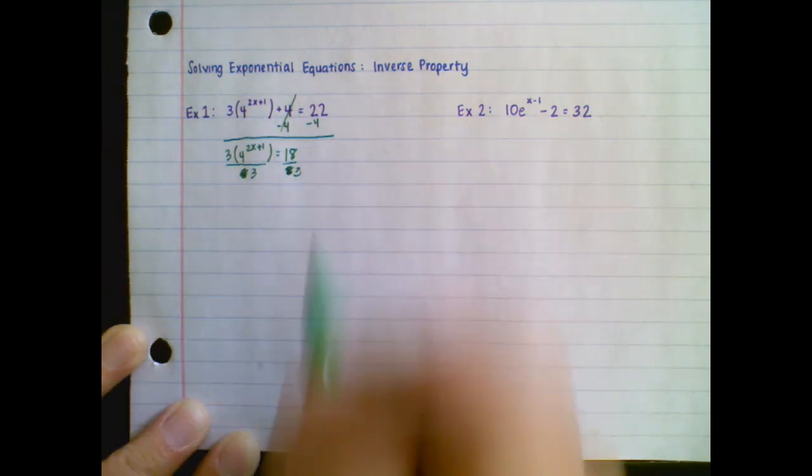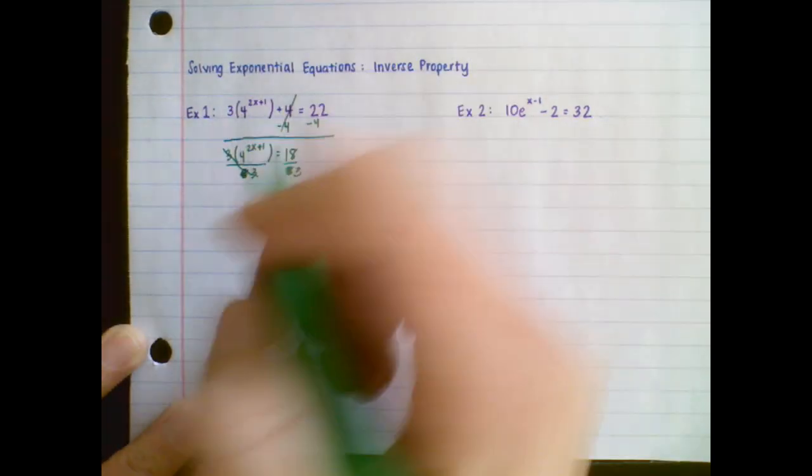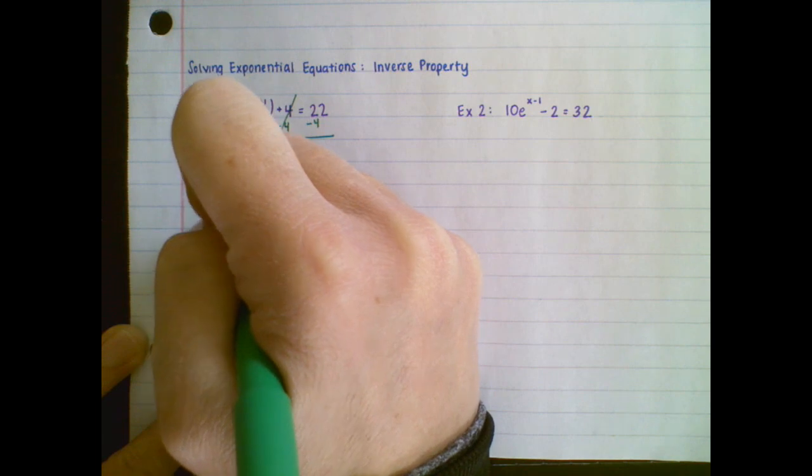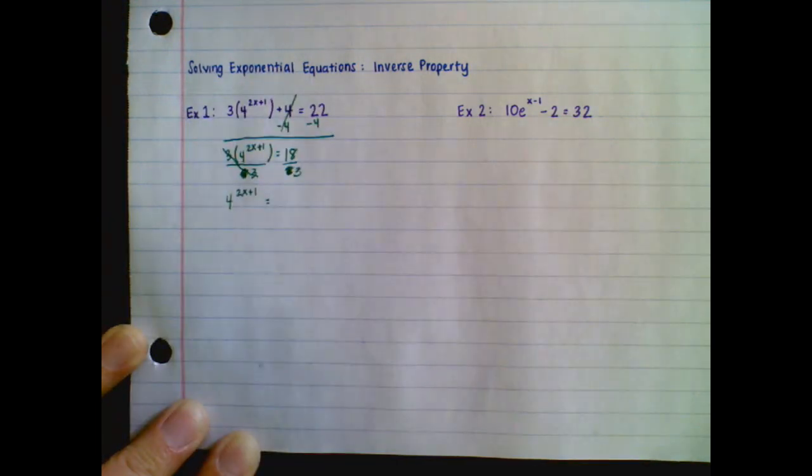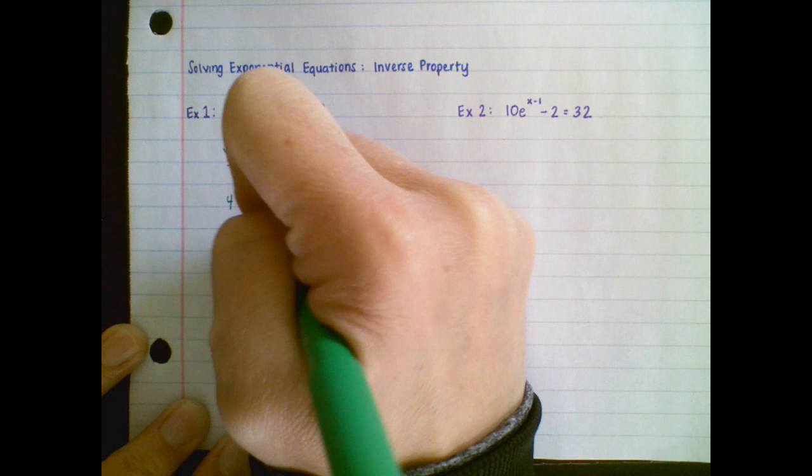I don't know why I keep writing 8. It should be 3. And I'm going to be left with 4 to the 2x plus 1 on the left-hand side, and 18 divided by 3 on the right-hand side gives me a 6.